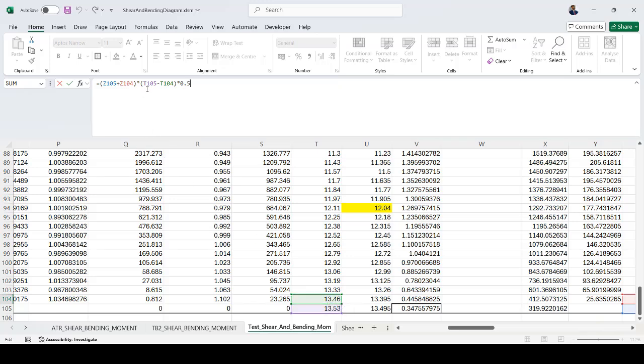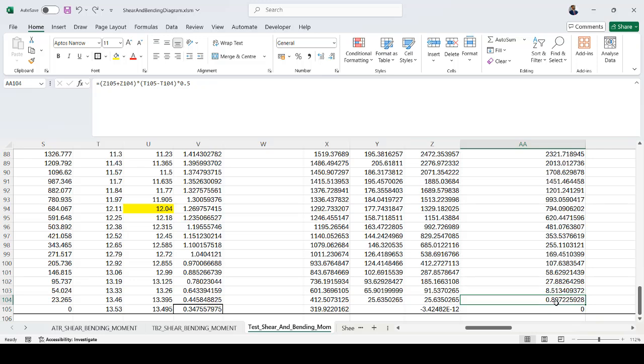T105 is the tip, T104 is the station in front of the tip, the first station in front of the tip. I changed it all, but we can. This is the bending moment at the station 13.46 meters. At the tip, the bending moment is 0. How do I calculate the moment at the station 13.33 meters? As made before.